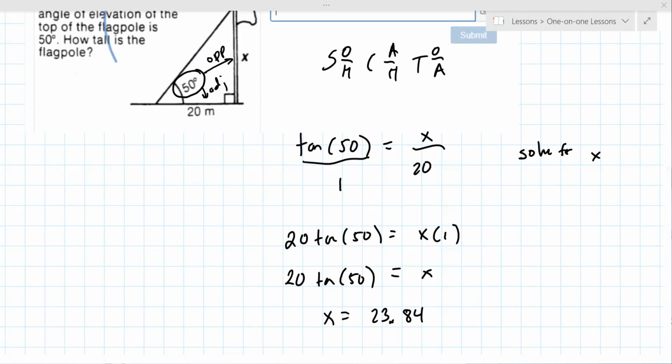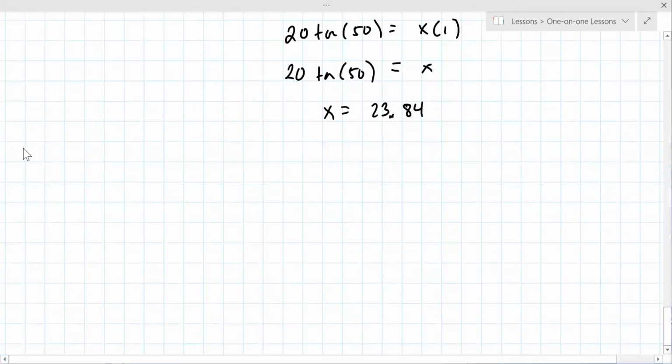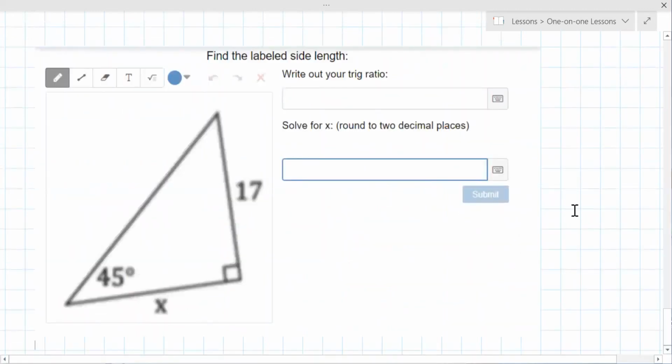Let me know when I can move on to the next one. Yeah, I got that. Great. Frustrating that we haven't figured out what to put into the write out your trig ratio, because I'm sure it's marking you wrong or not giving you feedback on that. No, it's just not giving me feedback.